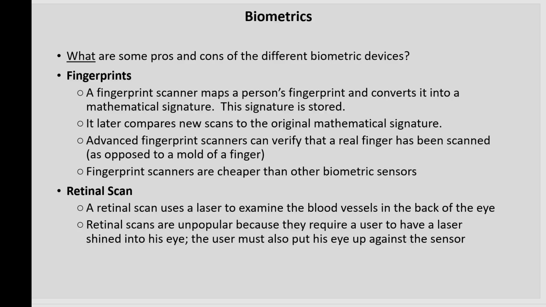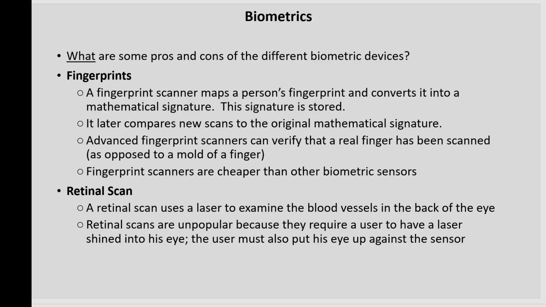For fingerprints, a fingerprint scanner maps a person's fingerprint and converts it into a mathematical signature. The signature is then stored. It later compares new scans to the original mathematical signature. Advanced fingerprint scanners can verify that a real finger has been scanned as opposed to a mold of a finger. Fingerprint scanners are cheaper than other biometric sensors.